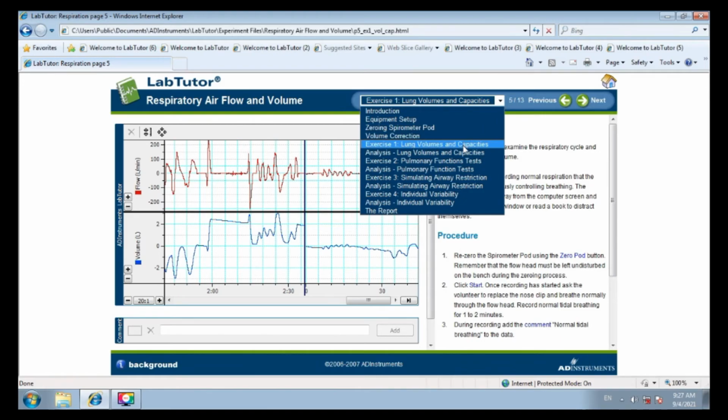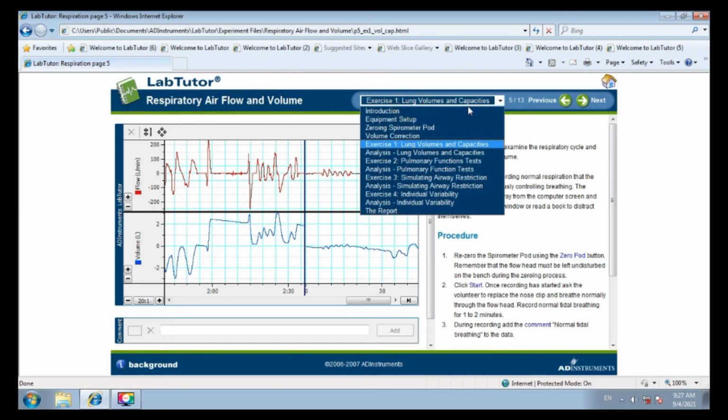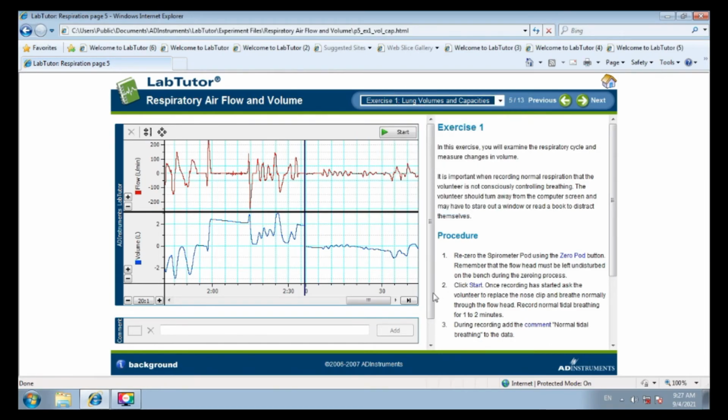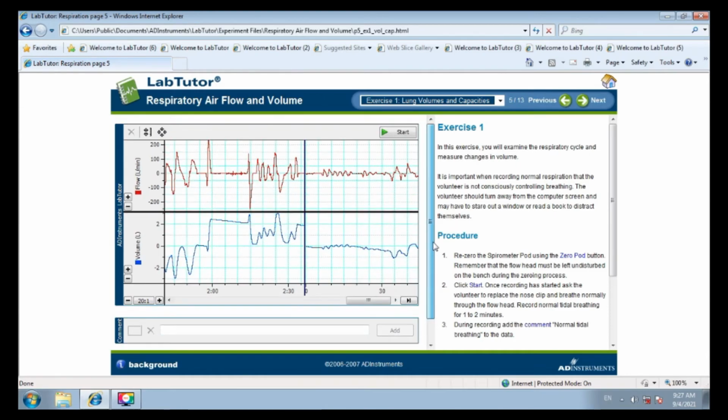We will have many experiments related to spirometry, but this is the simplest one that we teach to our first year MBBS students. So here I will show you how we can record it. First of all, we will click the zero button again so that the recording will start from zero, and we will have the exact value of the lung volumes and lung capacities.